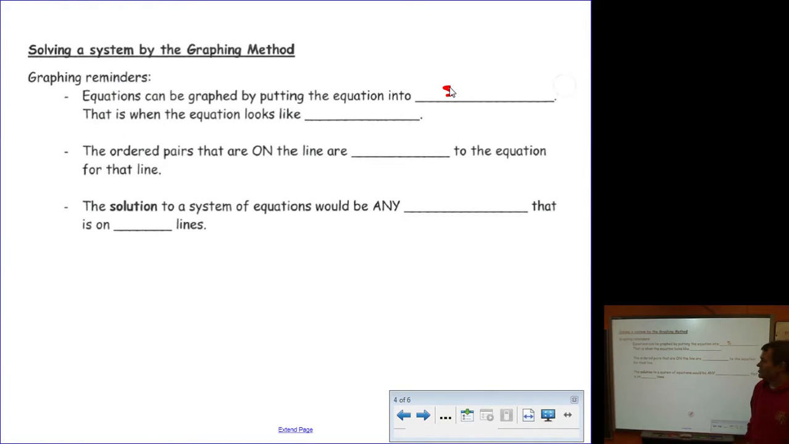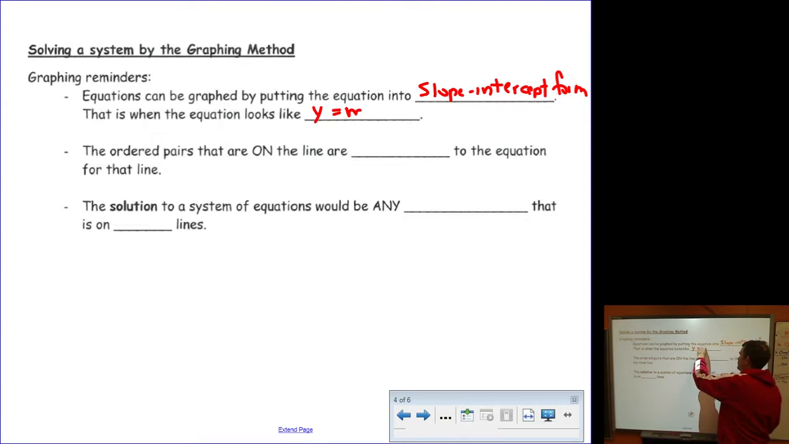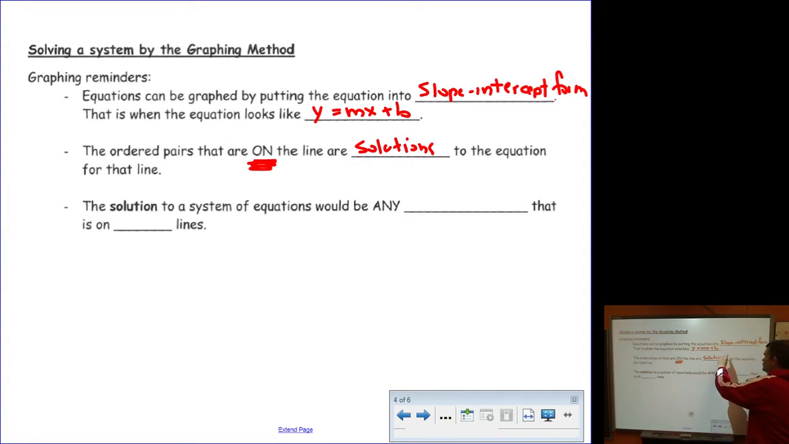So you can take an equation and graph it by putting the equation into slope-intercept form. And of course, we all know that's when the equation looks like y equals mx plus b. When equations are in that form, they're very easy to graph. The ordered pairs that are on the line are solutions to the equation for that line. Remember how I always say this is what a graph is. A graph is a picture of the answers to the equation.